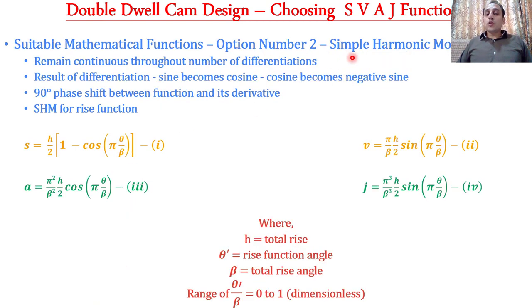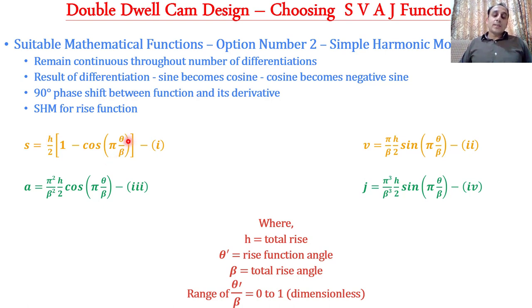Okay, so the next option is simple harmonic motion. This is the mathematical function which we can use for the displacement. This is for the rise. So here we need to understand what those parameters are. Number one, this S is the displacement. This H is the rise. So in our previous example, what is the value of H in inches? That will be 1 inch.